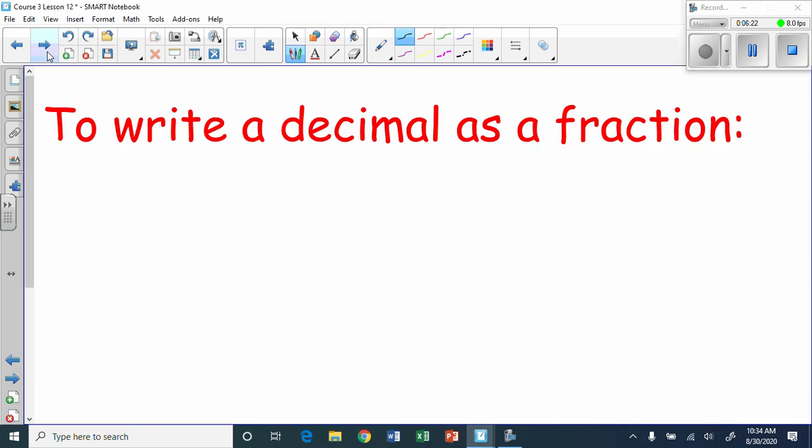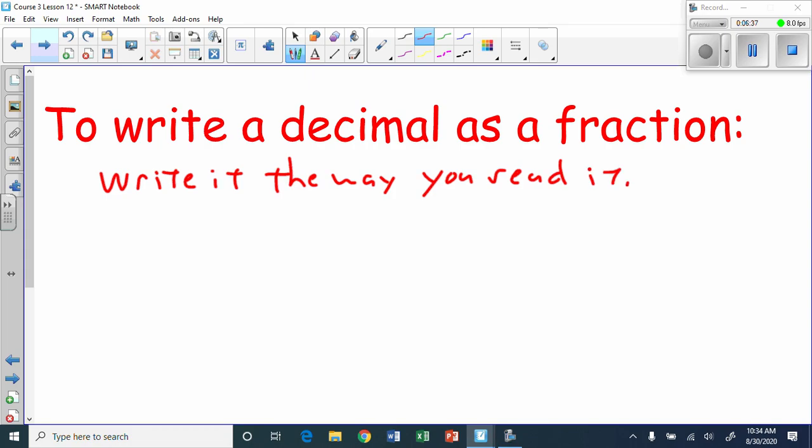Looking at this idea of how to write a decimal as a fraction. I think the easiest way to do this is to write it the way you read it, and then to simplify.